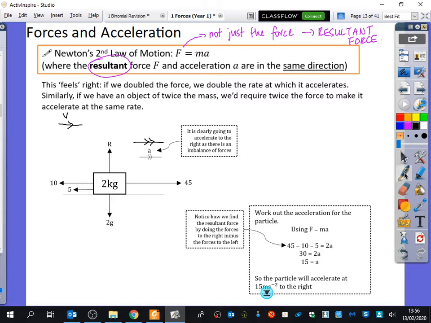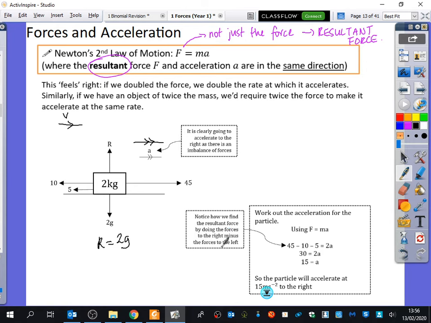So if we wanted to work out some different things here, well, it's going to be accelerating to the right, which means that the resultant force is overall something acting to the right here. It's not accelerating up or down though. So up and down, you should be able to tell me that R is equal to 2g because there's no resultant force in that direction because it's balanced. It's not flying up into the air and not flying down into the table. So what I've written here is the resultant force we find by doing the forces to the right minus the forces to the left.